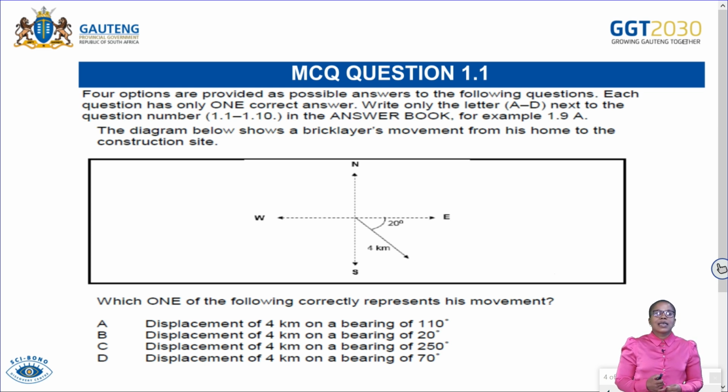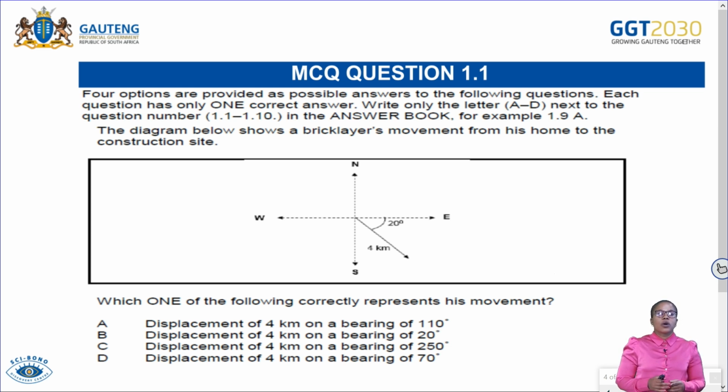It says the diagram below shows a bricklayer's movement from his home to the construction site. So this is the direction that we're given, and in this case we have the compass direction. You've got your north, you've got your south, you've got your west, and you've got your east. Okay, and here is the bricklayer's movement. It is 4 kilometers southeast. Okay, now which one of the following correctly represents his movement?